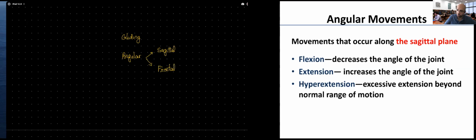And if you remember, for the angular movements that are taking place along the sagittal plane, if I am reducing the angle of the joints, this is what we've called a flexion. If I'm increasing the angle of the joints, this is what I call extension. For the angular movements along the frontal plane, this was either moving towards the midline, this is what we call the adduction, or moving away from the midline, this is what we call the abduction.